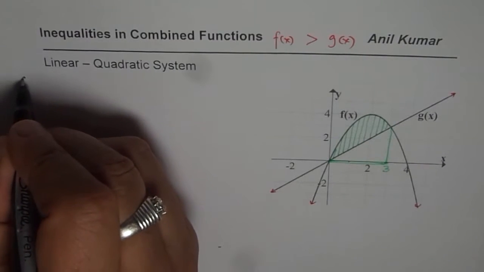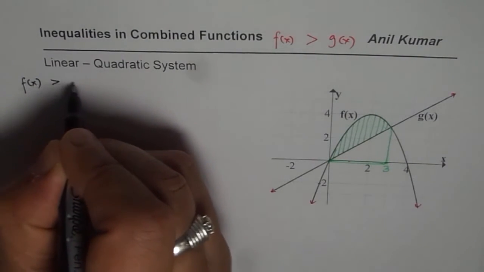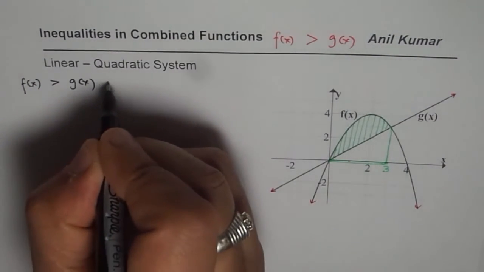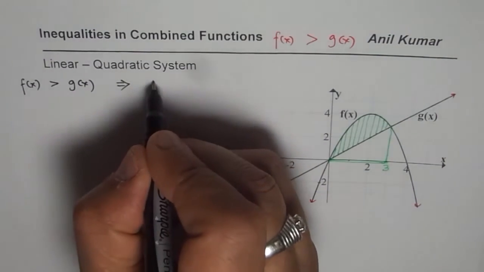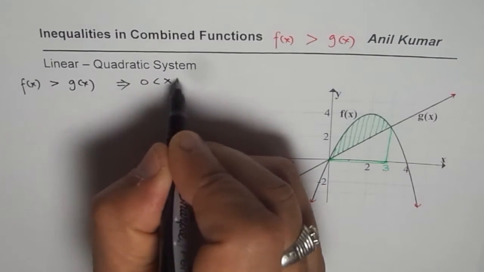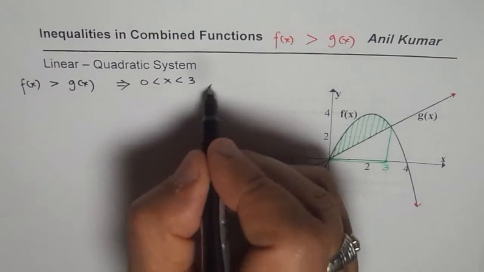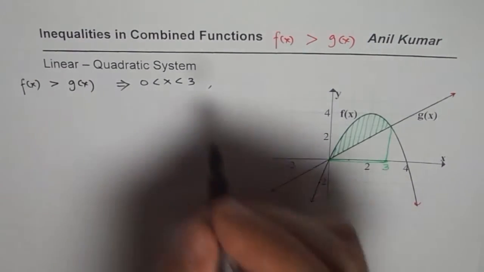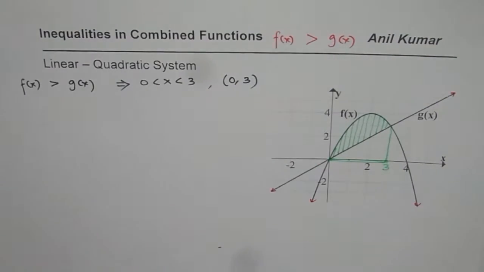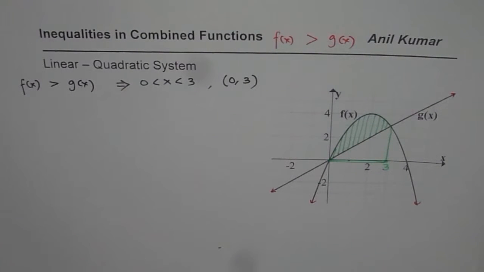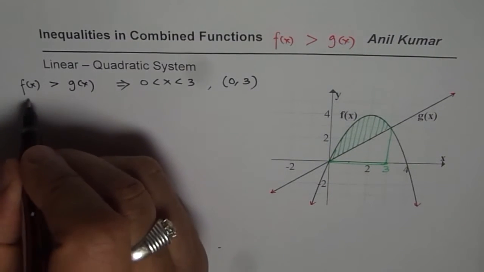So we'll say f of x is greater than g of x implies from the graph that x is greater than 0 and less than 3. You could also write this in another notation, which is the interval between 0 and 3. So either way you can write down your solution. Now the second part of the question is to find the algebraic solution.